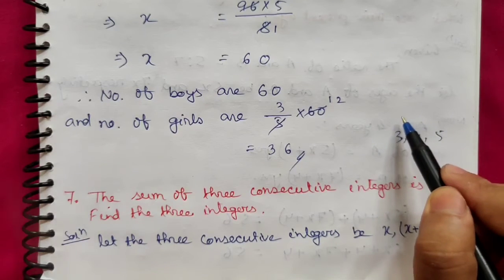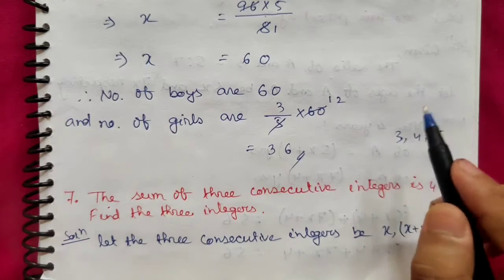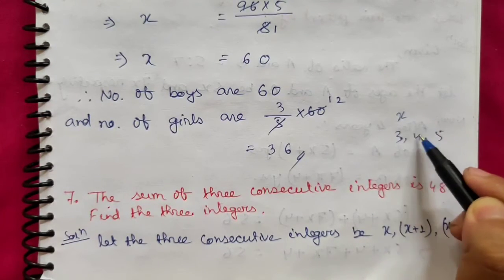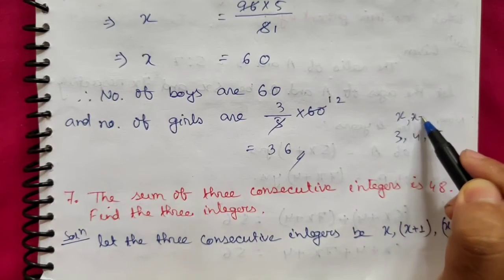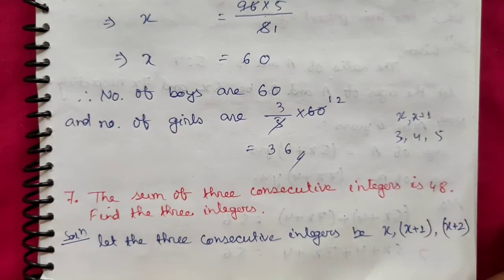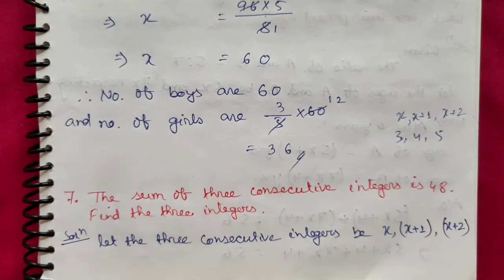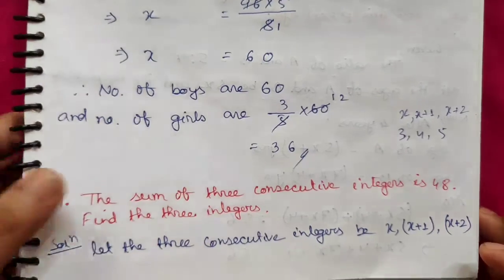Now consider that the first integer I don't know, so let us assume it as x. The next integer will be x plus 1, and then the next integer will be x plus 2. It will go on like this, x plus 3, x plus 4. So let the three consecutive integers be: the first one x, the next one x plus 1, and then x plus 2.